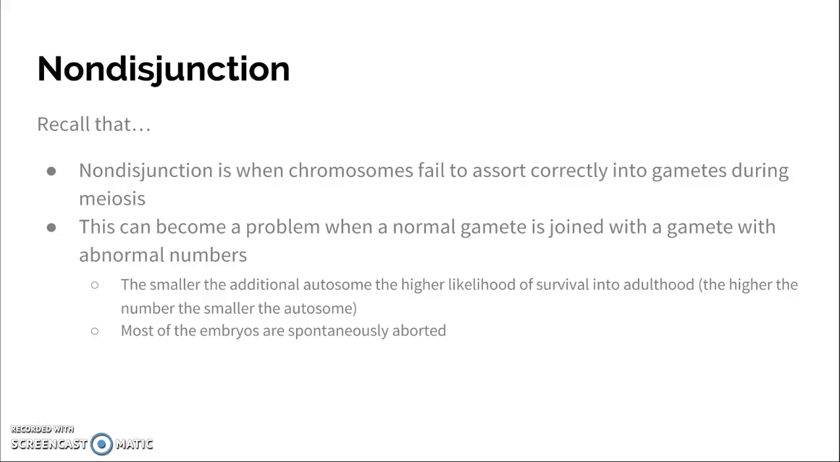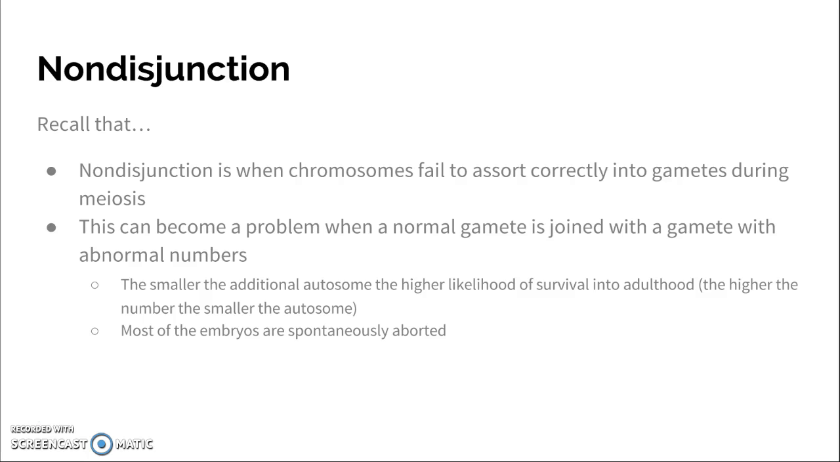As we talked about before, non-disjunction is when a chromosome fails to assort correctly into gametes during meiosis. What this means is that in a human we have 46 chromosomes, but in a gamete we only have 23 because we have half the amount. Well, you're going to have an extra of, like, autosome number 2 or 3 or the sex chromosome. One of those did not assort correctly, so you have an extra or you are missing one because it did not fully come apart in meiosis.